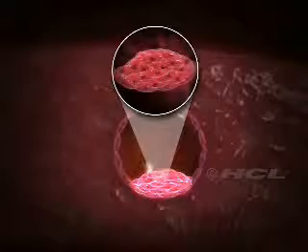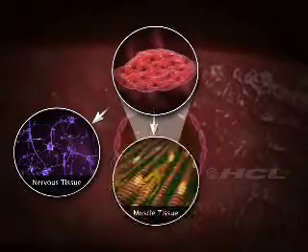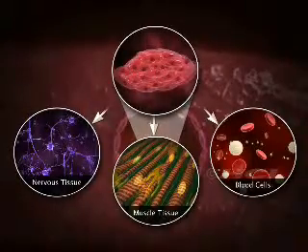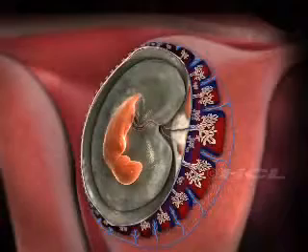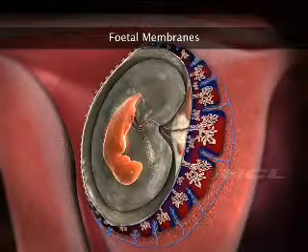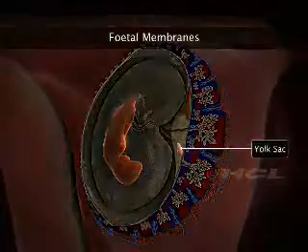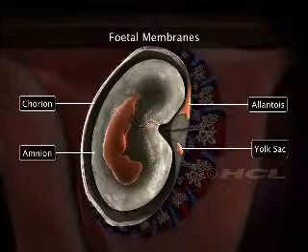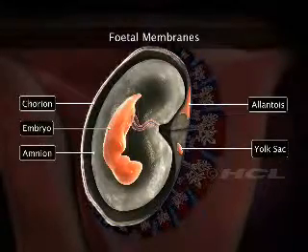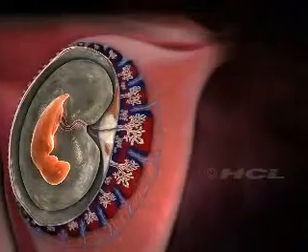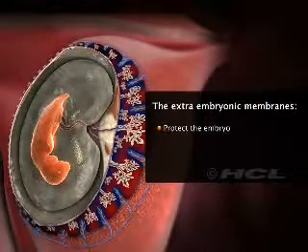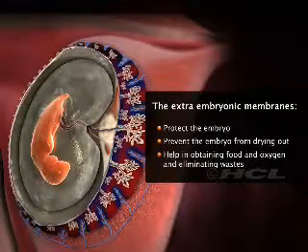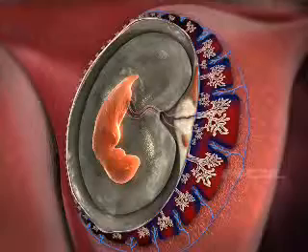Stem cells are pluripotent, that means they can give rise to all of the tissues except those of the placenta and the extraembryonic membranes. The developing embryo is protected by fetal membranes. These are the yolk sac, amnion, chorion, and allantois. They are outside of the embryo and are called extraembryonic membranes. The extraembryonic membranes protect the embryo, prevent it from drying out, help in obtaining food and oxygen, and also eliminate waste.